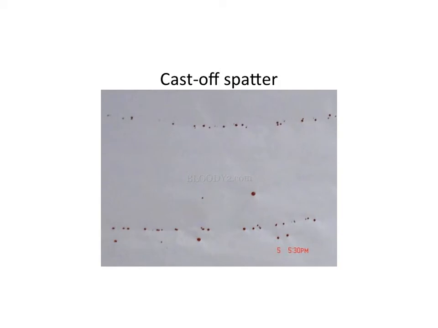So the third is cast off. What do you suppose cast off spatter is? Right. I've actually already mentioned this because it's what's being flung off of a weapon, or you could even have it flung off of a hand or something like that. It can even be flung off of a knife, a bat, a club, any type of object like that.